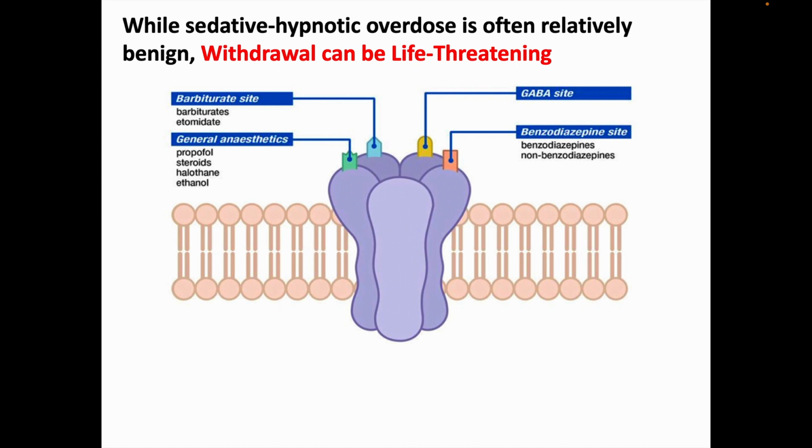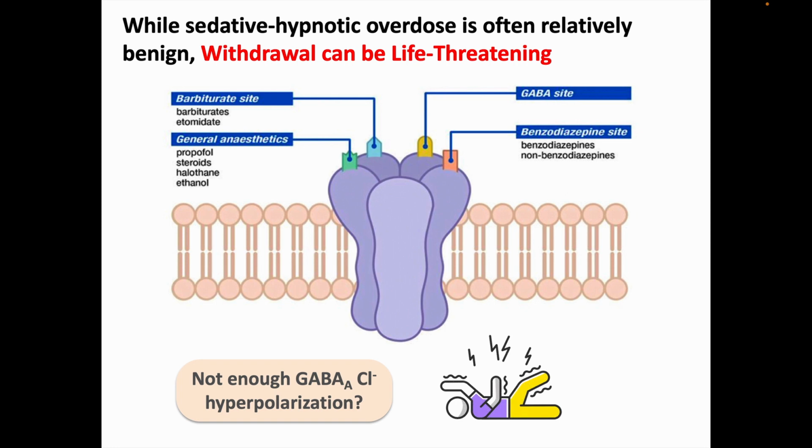Lastly, while sedative hypnotic overdose is often relatively benign, since we're talking about benzodiazepines which have a ceiling effect on respiratory depression, withdrawal from sedative hypnotics can be life-threatening. Chronic exposure resets the amount of GABAergic tone, and when the sedative hypnotic isn't there anymore, there's an imbalance and there's not enough GABA-A chloride channel-related hyperpolarization, resulting in uncontrolled depolarization, potentially causing intractable seizures.